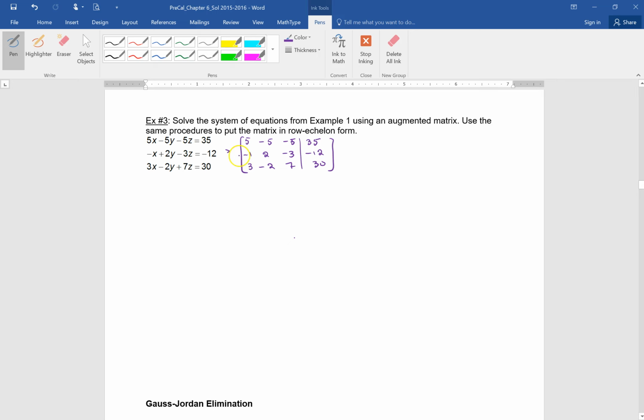So I'm going to divide the first row by 5. I don't call them equations anymore, I call them rows. It's 1/5 R1, and that gives me 1, -1, -1, 7. Now the rest remain unchanged, so I just copy them over.